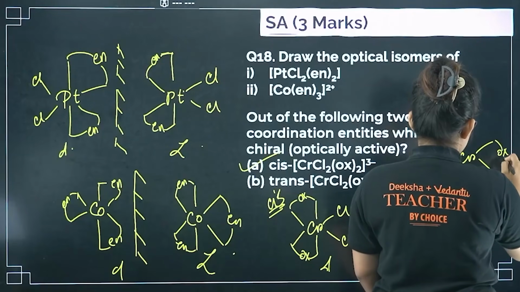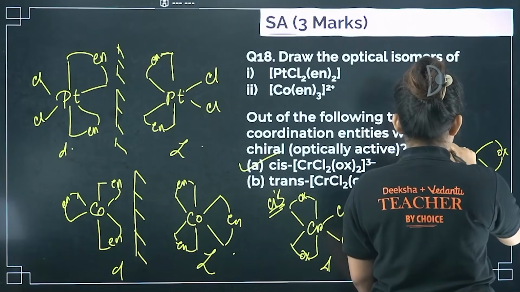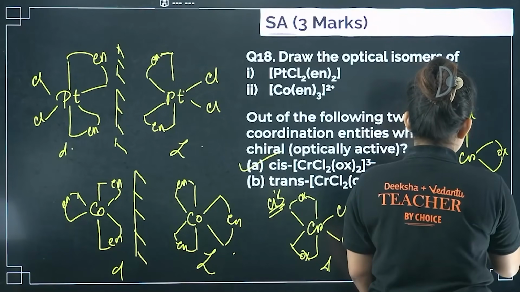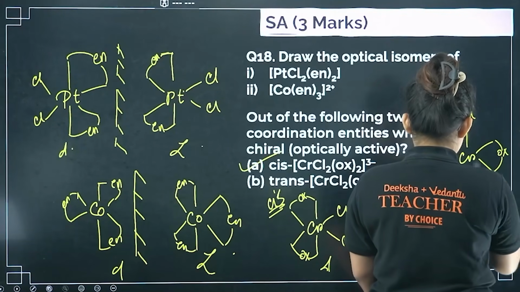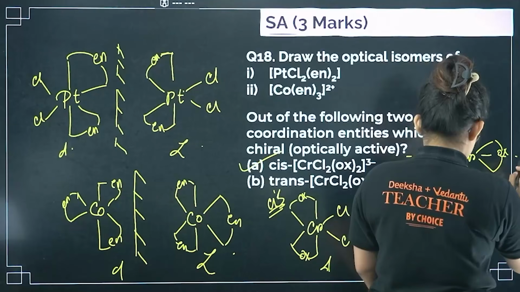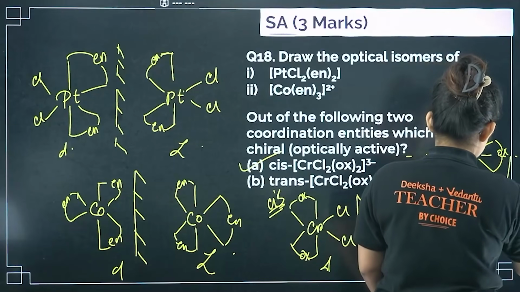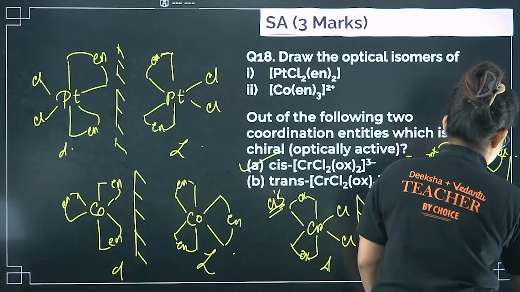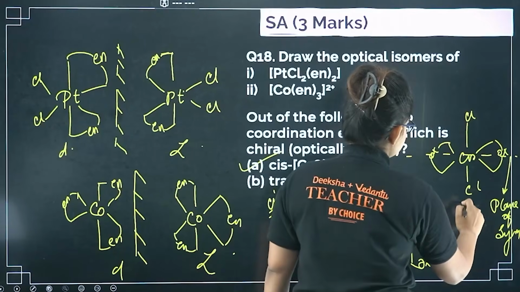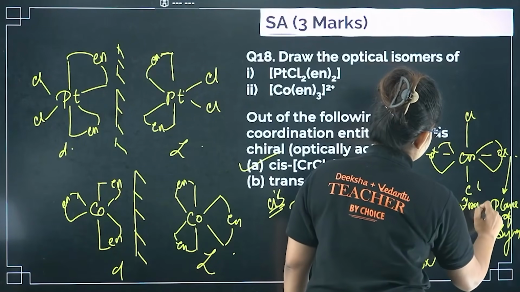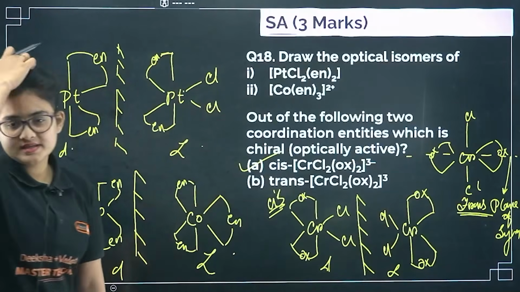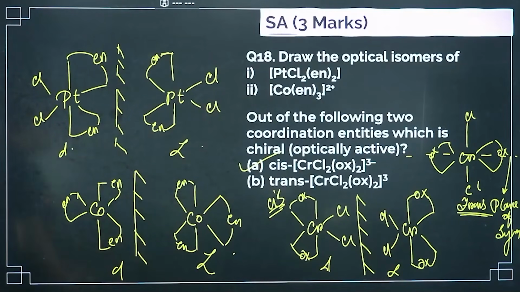Here let's say in the plane oxalate is there, and above I am having chlorine. So here you can see this is the plane of symmetry. As a result of this, this is your trans, right? Trans is not optically active. I guess this is clear to you. Let's proceed further.